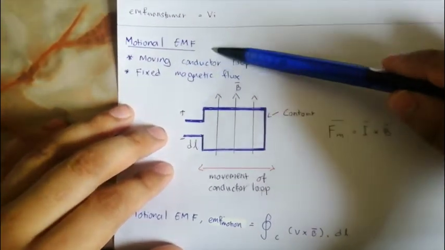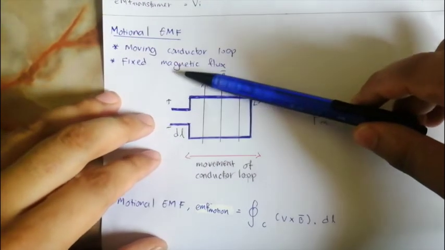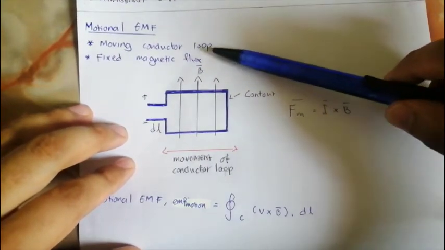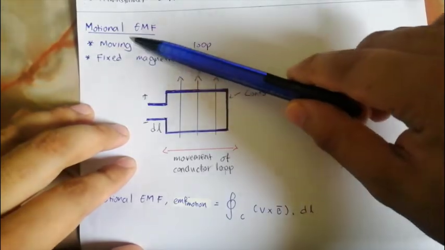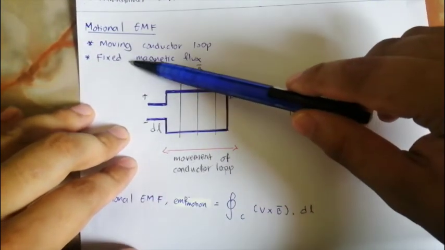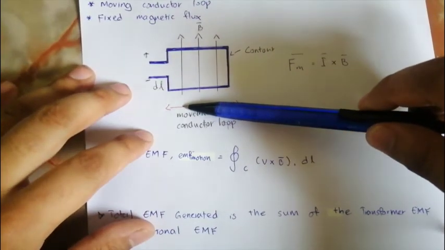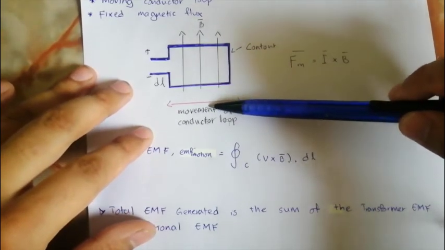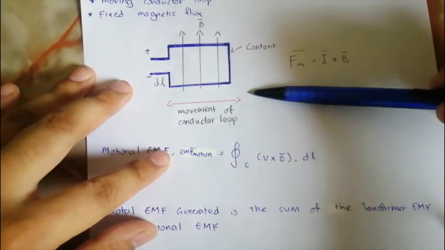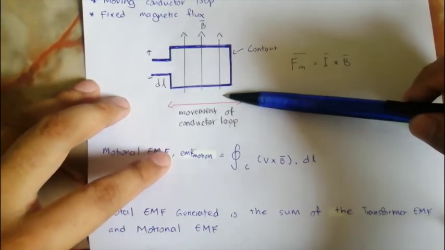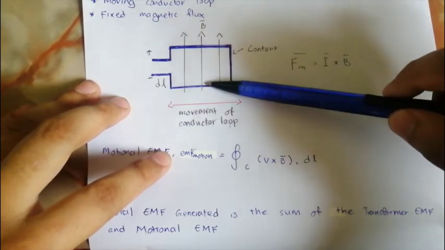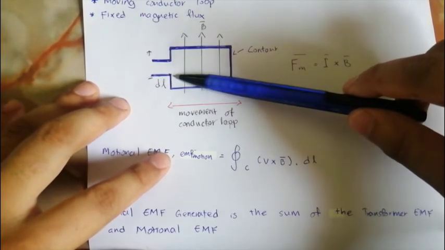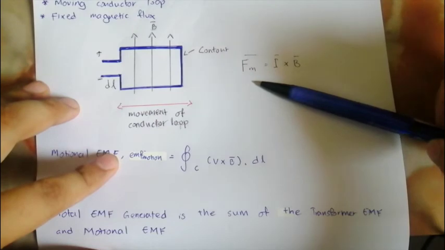Moving on to the motional EMF. The key factor of motional EMF is the opposite of transformer EMF: it has a conductor loop that is moving while the magnetic flux is fixed. As you can see in the diagram, while the magnetic flux is fixed along the conductor, the movement of the conductor is back and forth. Moving a conductor loop within the magnetic field produces a force on the conductor loop, which in turn produces a voltage. It can also be derived by this equation.